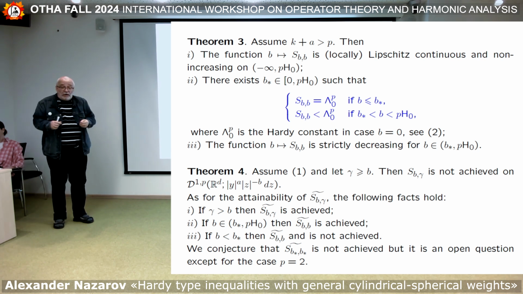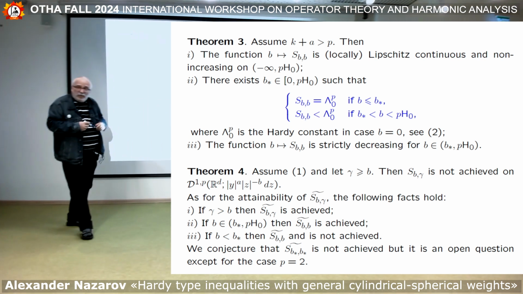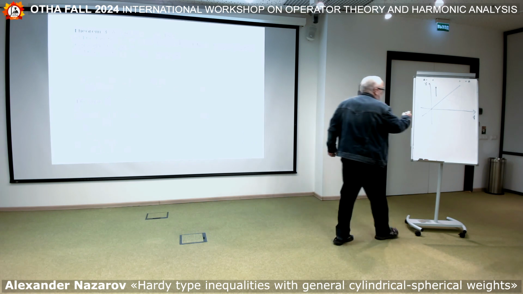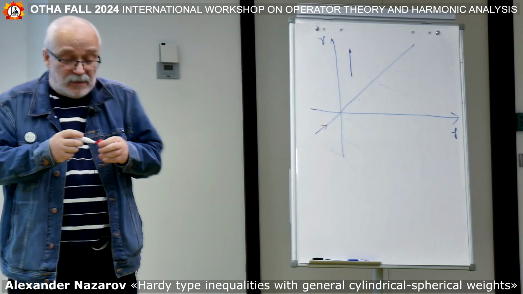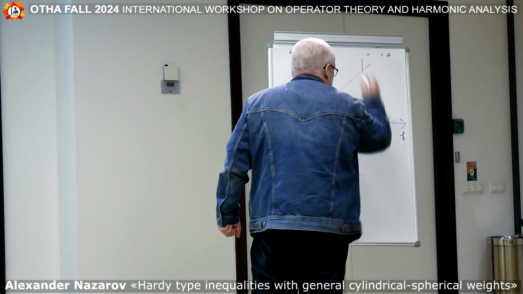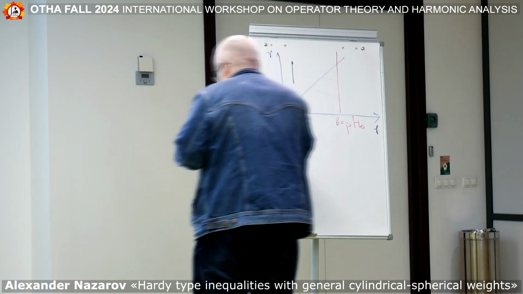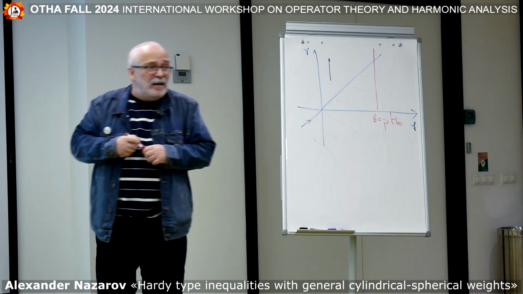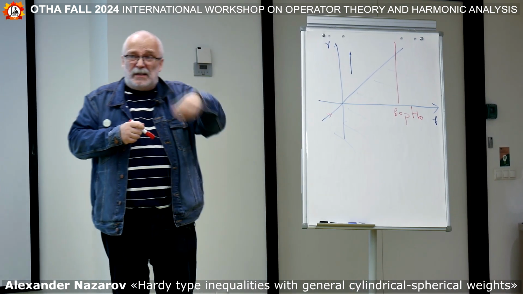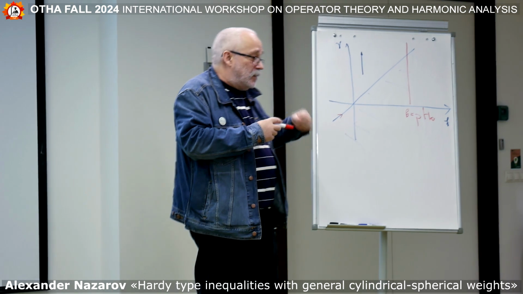Now we consider the bottom case. So you see S_{b,b}, gamma equal to b. This function is the function on this line. It is locally, and here is the right border. This function is locally Lipschitz continuous and non-increasing in b. In gamma, it is increasing, even strictly increasing, and on this line, it is non-increasing in b.